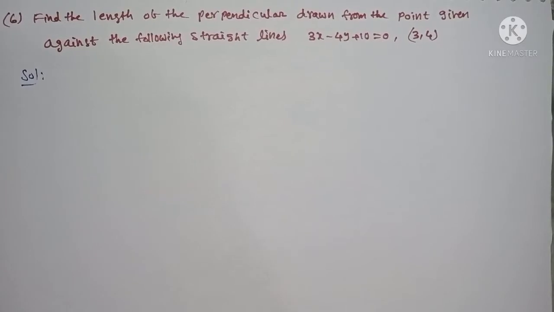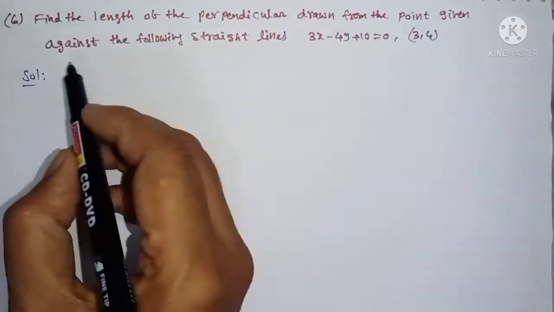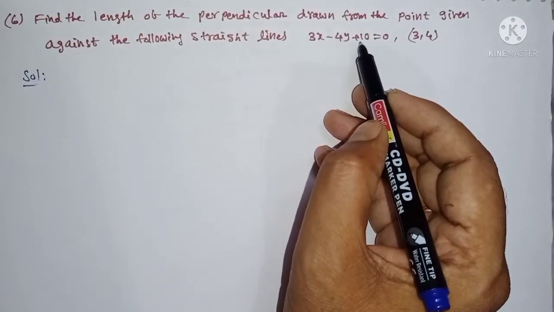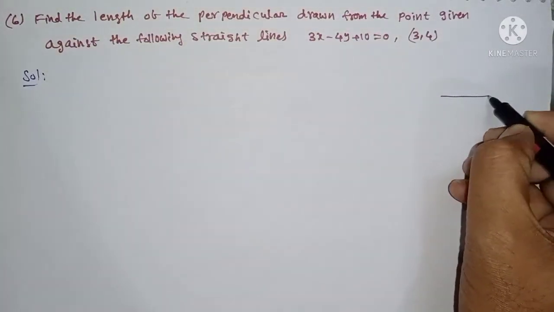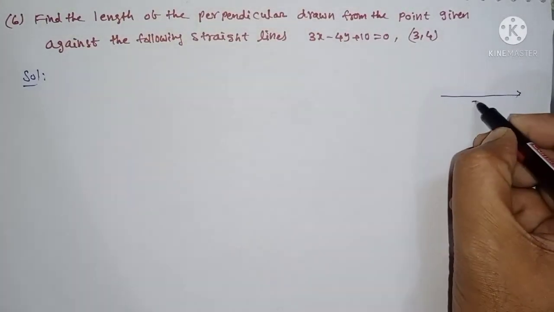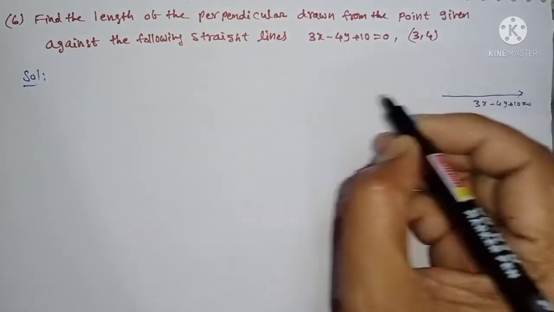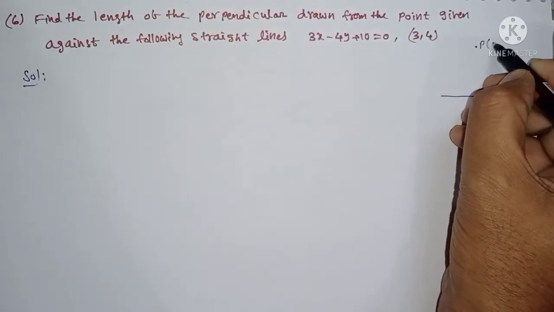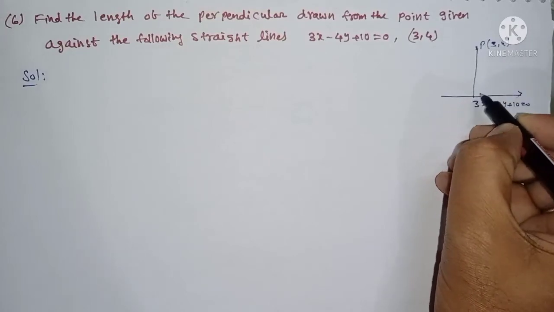Next question is the sixth one. Find the length of the perpendicular drawn from the given point to each of the following straight lines. 3x minus 4y plus 10 is equal to 0. Perpendicular distance, how can I write here? The given line equation is 3x minus 4y plus 10 is equal to 0. Point P is 3, 4. Therefore the perpendicular line is, this is 90 degrees.